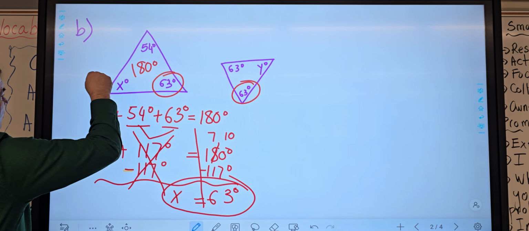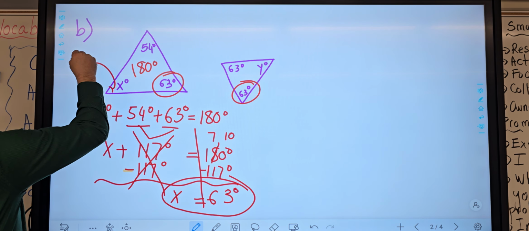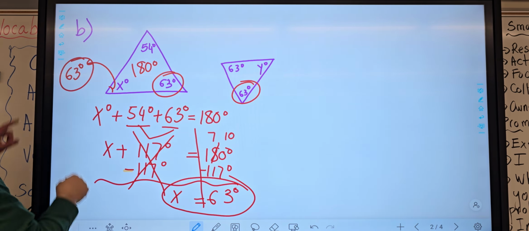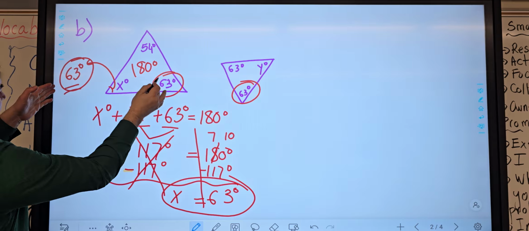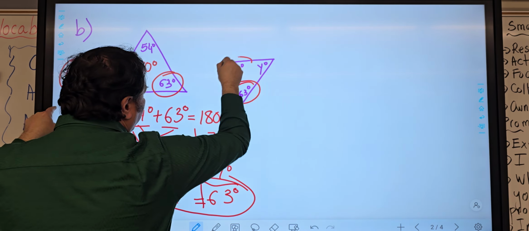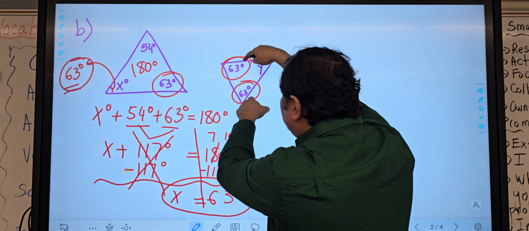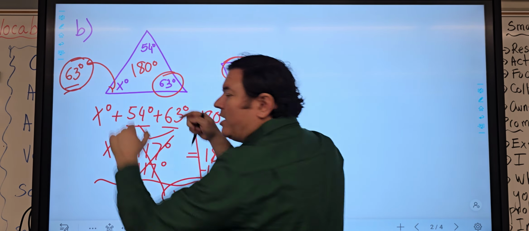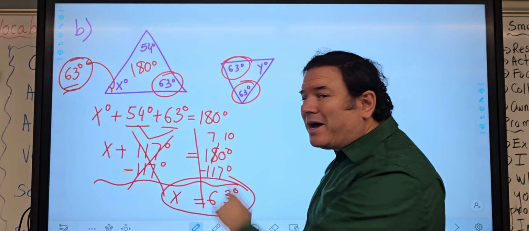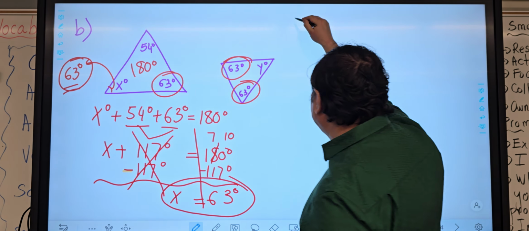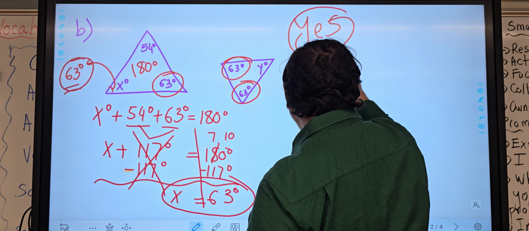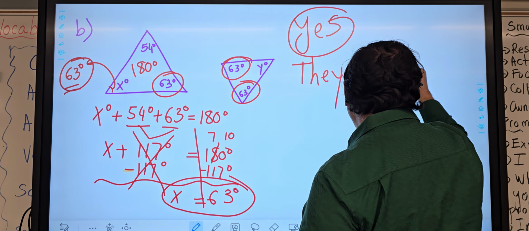So the value of this angle here is 63 degrees. Now, we have another angle in this triangle. Here we have 63 and this is also 63. So because we have, again, two angles that are the same in both of these triangles, we can conclude that these triangles are similar. And the answer is yes. Yes. They are similar.